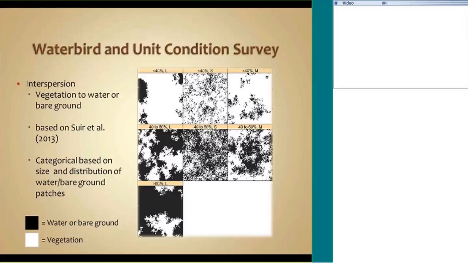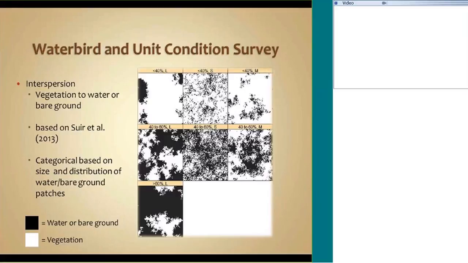And so the classes are L, S, or M. Basically, L is large connected patches of water and bare ground, S is small disconnected patches, and M would be a moderate or mixed kind of reference. That's pretty basic, but it does allow us to test what the interspersion is in the unit.